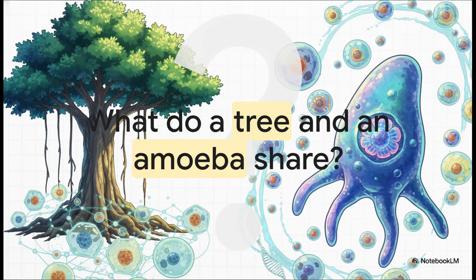Okay, so what do a massive, towering banyan tree and a tiny microscopic amoeba actually have in common? Well, let's dive right into this explainer. If you literally shrink yourself down to the microscopic level, you'll find that every single living thing on this planet is made of the exact same fundamental building blocks. It's truly mind-blowing when you think about it.